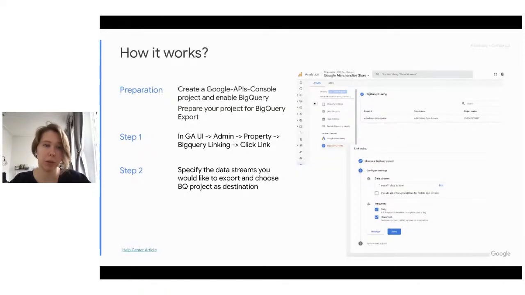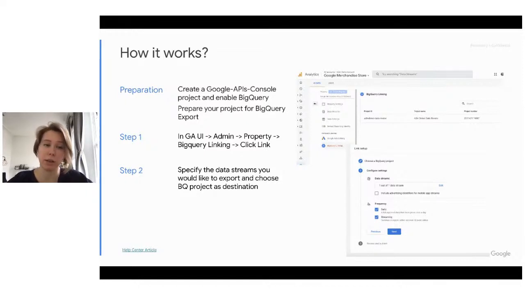How to enable BigQuery Export? Again, pretty similar to what you might have been used to in GA360. You need to create a Google APIs console project first of all and enable BigQuery for it. Also prepare your project for BigQuery Export in the sense of selecting where the data will be stored and so on. Then you need to go to your GA4 user interface, and under the admin section, you will find BigQuery linking, and you just need to click link.